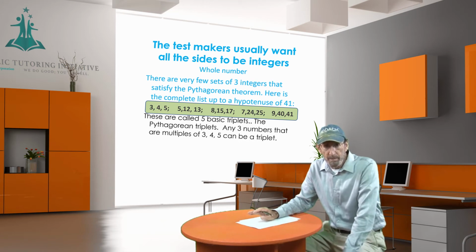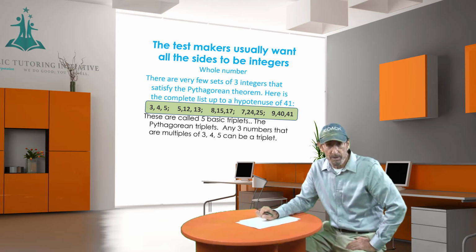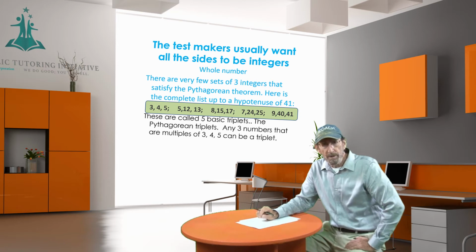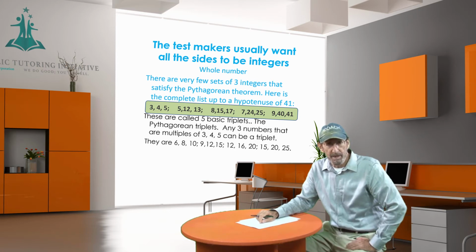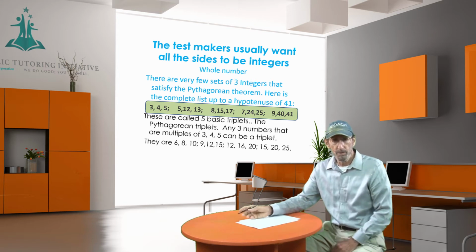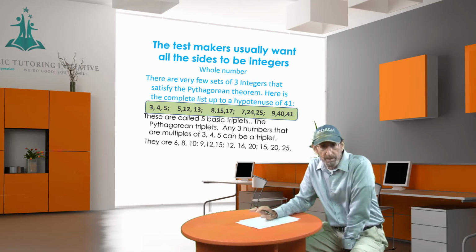Any 3 numbers that are the same multiple of one of these triplets is also a triplet. So you should really be familiar with the multiples of 3, 4, and 5. They are 6, 8, 10; 9, 12, 15; 12, 16, 20; 15, 20, 25. I'm sure you can do several more on your own. However many of these you can memorize will help you.